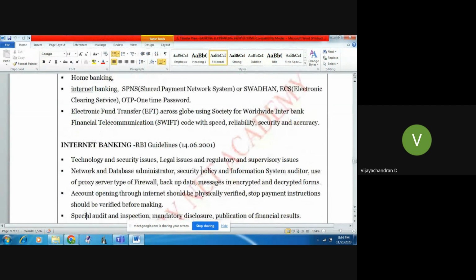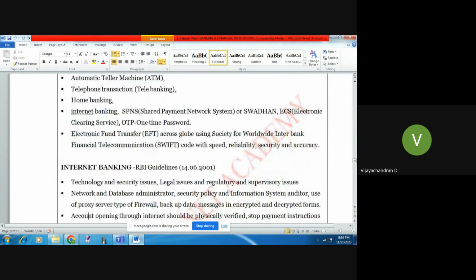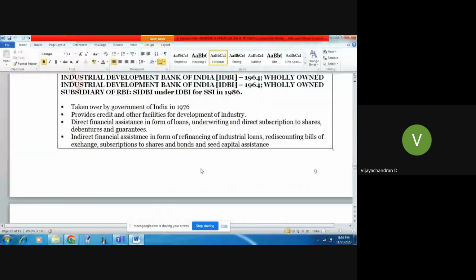OTP, SPNS, ECS, Electronic Clearing Service, SWIFT, Society for Worldwide Interbank Financial Telecommunication. I think these are all already discussed. SPNS means what? Shared Payment Network System. Internet banking, I already told. Developmental banking, which is the Apex Bank, I told.